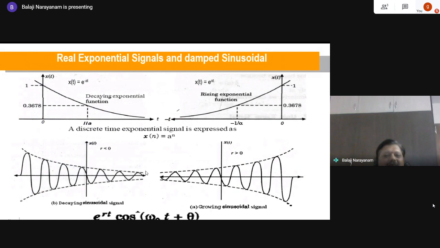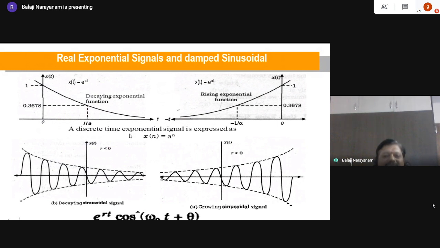If you see the plots of the real exponential signals and damped sinusoidals, you may observe one is a rising exponential and the other one is a decaying exponential. For the rising exponential, e power at, observe that a is positive. When a is positive, it is a rising exponential function. When a is a negative value, like in the case of x of t equals e power minus at, it is a decaying exponential function.